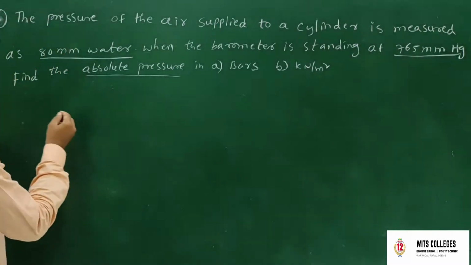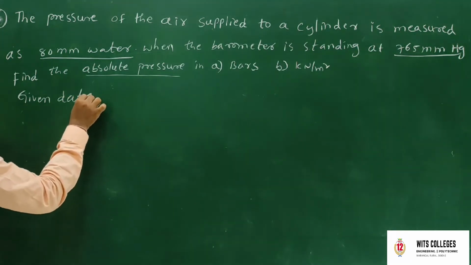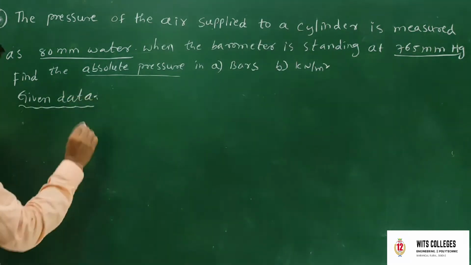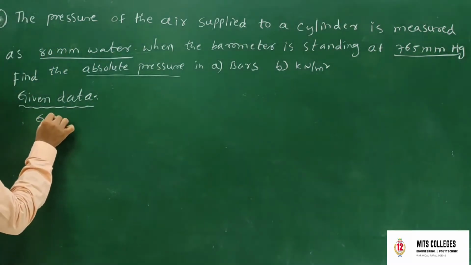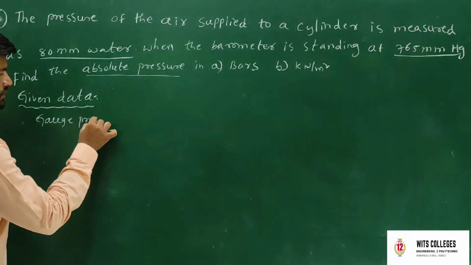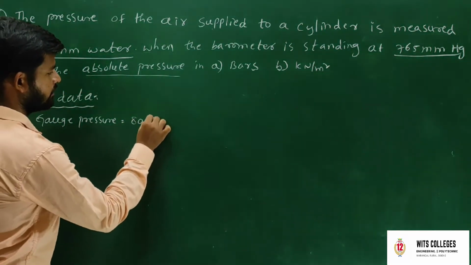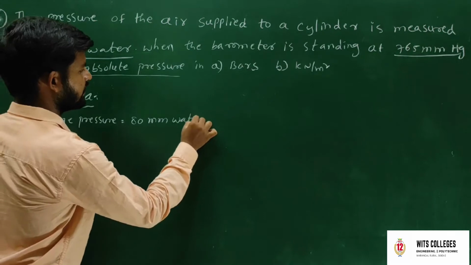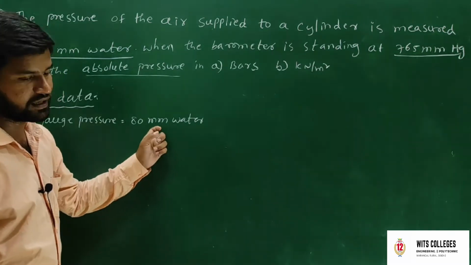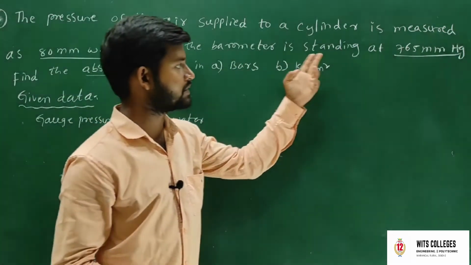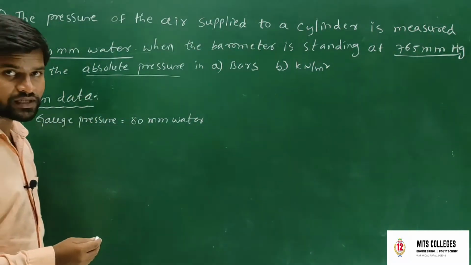Next, what will be given? First we have to write the given data. In the given data, the gauge pressure is 80 mm of water. It will be converted into mm of Hg because the barometer is standing at 765 mm of Hg. That's why we find the absolute pressure.